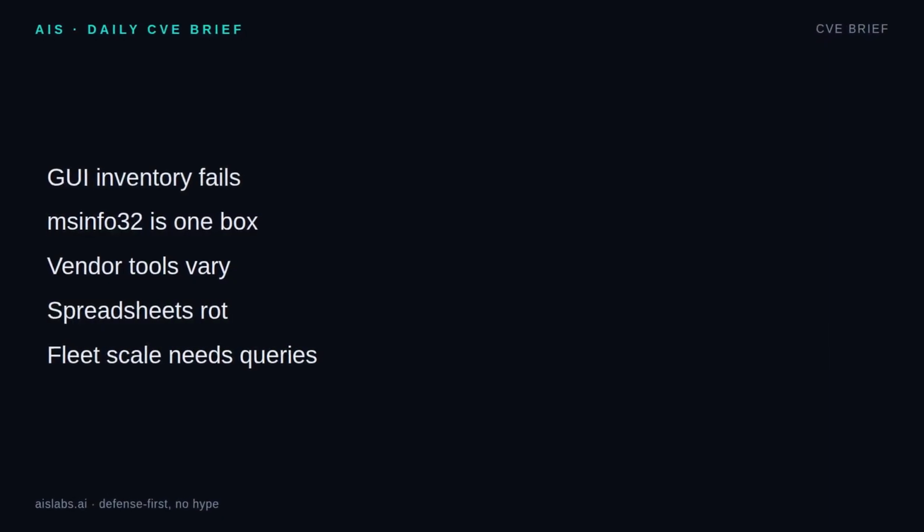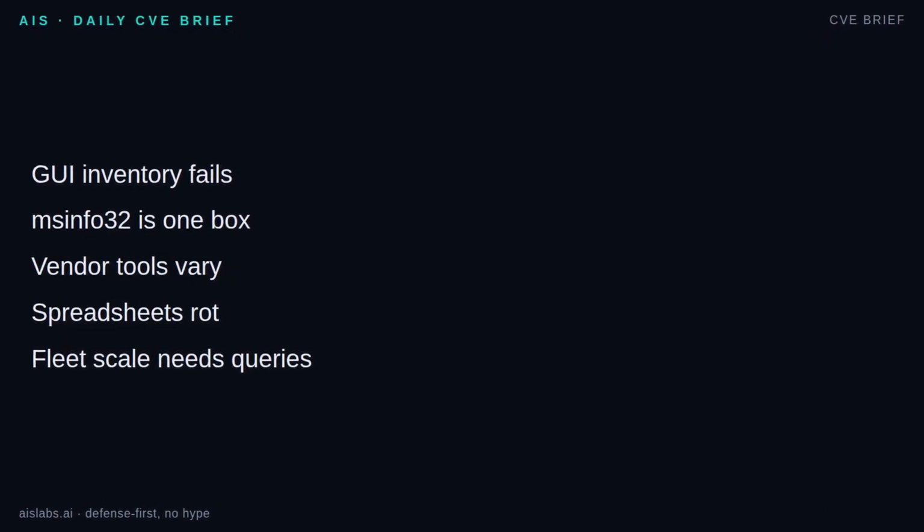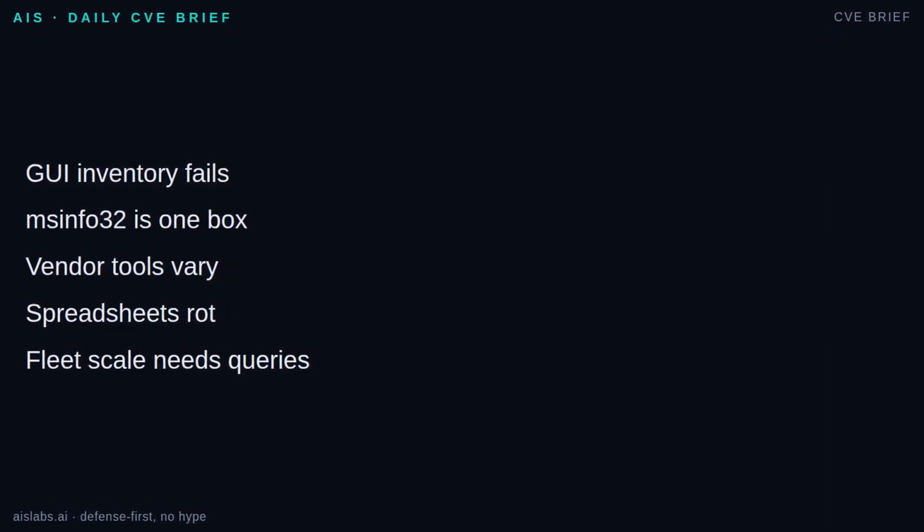The manual way breaks because asset data changes constantly. Memory gets upgraded, disks get replaced, operating system builds move after feature updates, and laptops leave the building. Clicking System Information, Device Manager, or a vendor utility tells you about one computer at one moment. It does not prove coverage across an organizational unit, subnet, or support group.